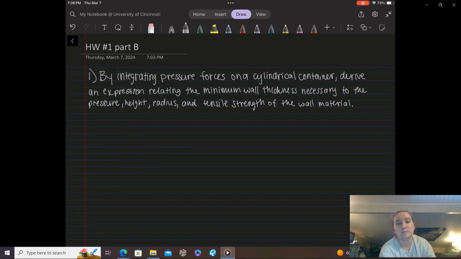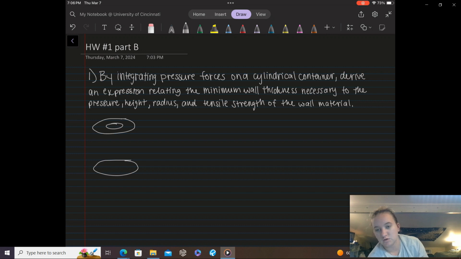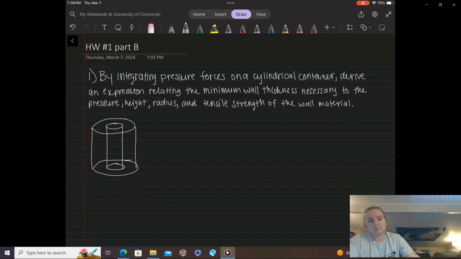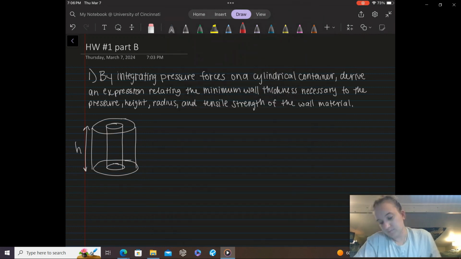I'm going to start part B, homework 1, part B, question 1, drawing an image. So I'm going to draw the two cylinders, one within the other. And they are going to have a height of h, and then there's going to be a wall in the middle of them, which will look like this, drawn in red. And this wall will have a certain thickness, which will be t.